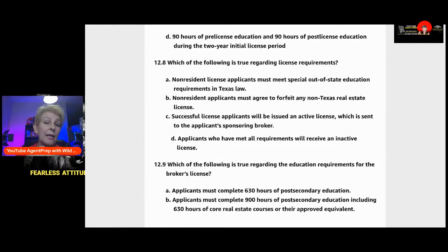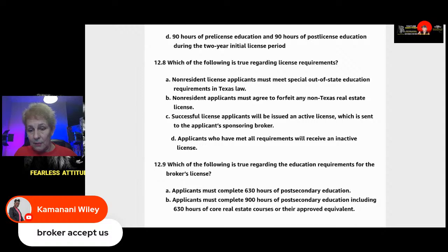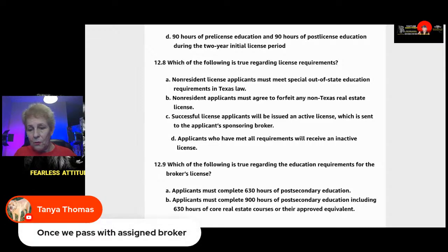So there is an application that must be signed with any broker that agrees to take us on as a newbie, a new realtor. Some brokerages do not take beginners, only top producing realtors, and many others do. So let's see here. Yes, under a sponsorship of a broker, the broker accepts us, correct. Once they accept us on the application.